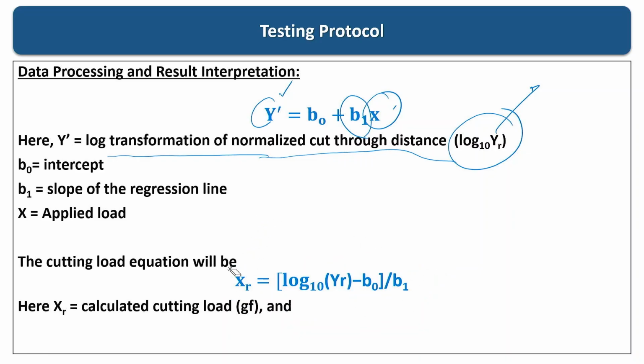So, x r here we calculate in terms of gram force. And y r is the reference distance, that is 20 millimeter. For 20 millimeter, what will be the cut through distance? So, for y of 20 millimeter, what will be the load, the normal load. That load is actually the cut resistance value.